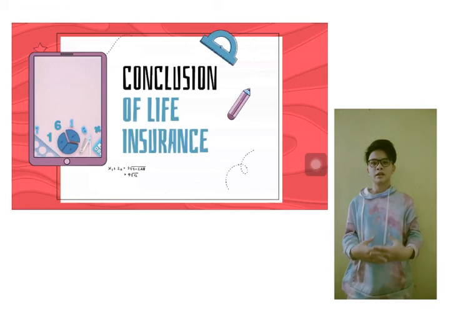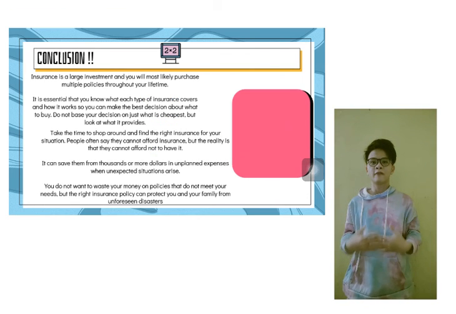So the conclusion is insurance is a large investment and you will most likely purchase multiple policies throughout your lifetime. It is important that you know what each type of insurance covers and how it works, so you can make the best decision about what to buy. Do not base the decision on what is cheapest, but look at what is provided. Take the time to shop around and find the right insurance for your situation.